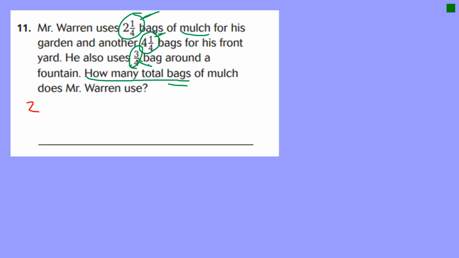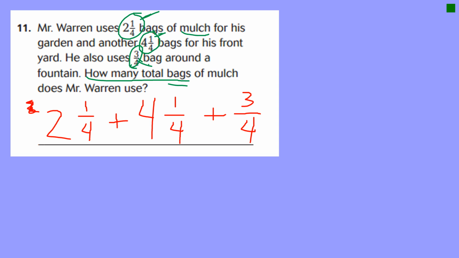We are going to combine them. We're going to combine these 3 times he put mulch down and see how much he put down altogether. Okay? All right, let's take a look.